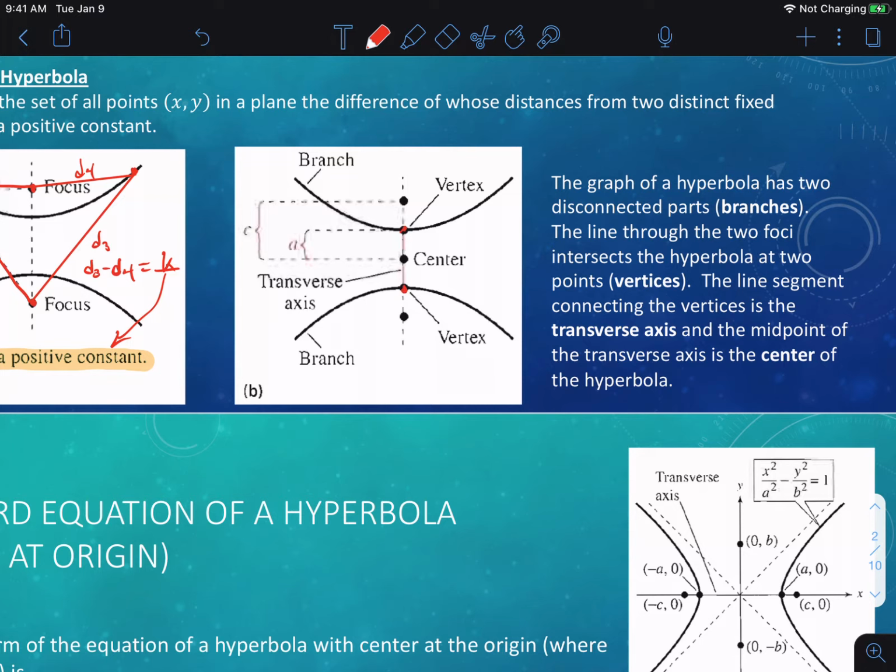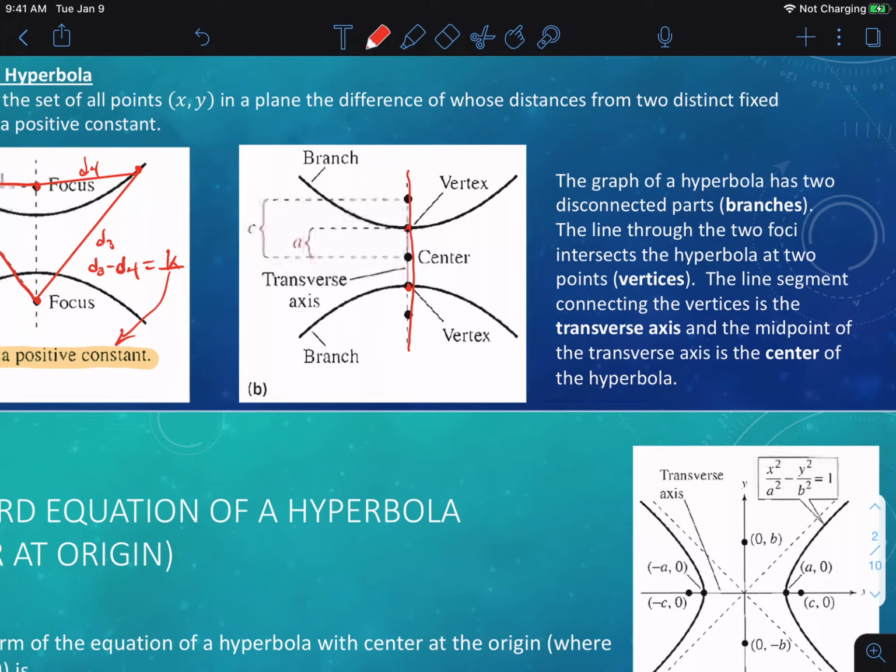The line segment connecting the vertices is the transverse axis. So that's this length right here that goes straight through both foci, the vertices, and the center of the hyperbola. That line is called the transverse axis. And the midpoint of the transverse axis is the center of the hyperbola.